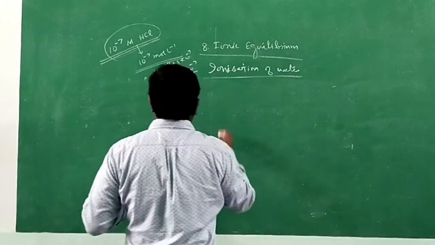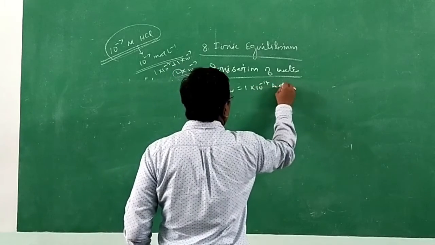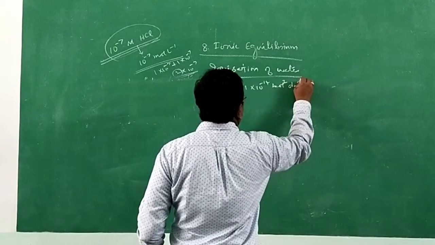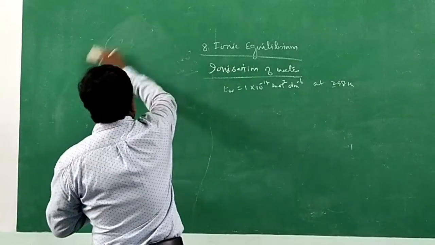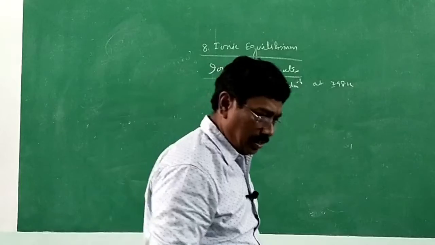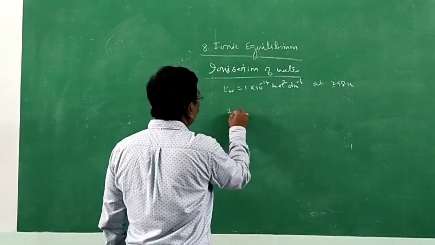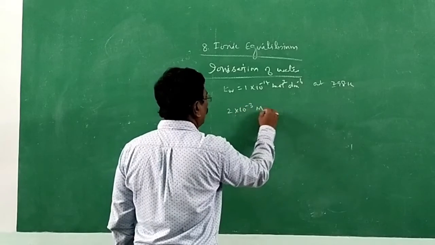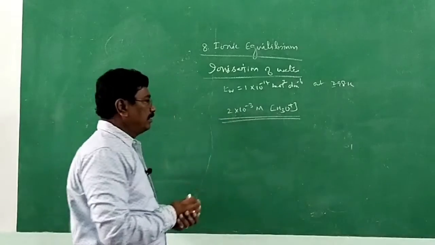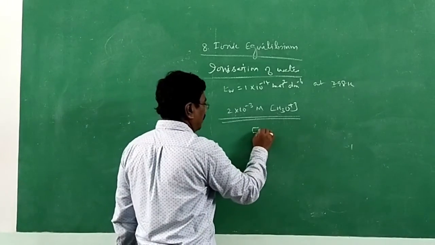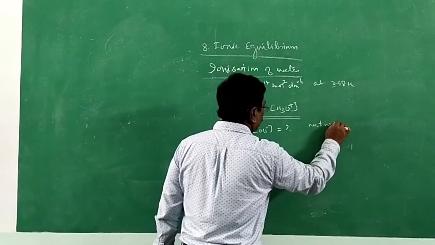What is the Kw value? Can you tell me? 1 into 10 power minus 14 mole square decimeter to the power minus 6 at 298 Kelvin, 25 degrees Celsius. Now, an example. A fruit juice contains 2 into 10 power minus 3 molar hydronium ion. A fruit juice contains this much of hydronium ions. You are asked to find out the hydroxide ion concentration, and the nature of the solution.